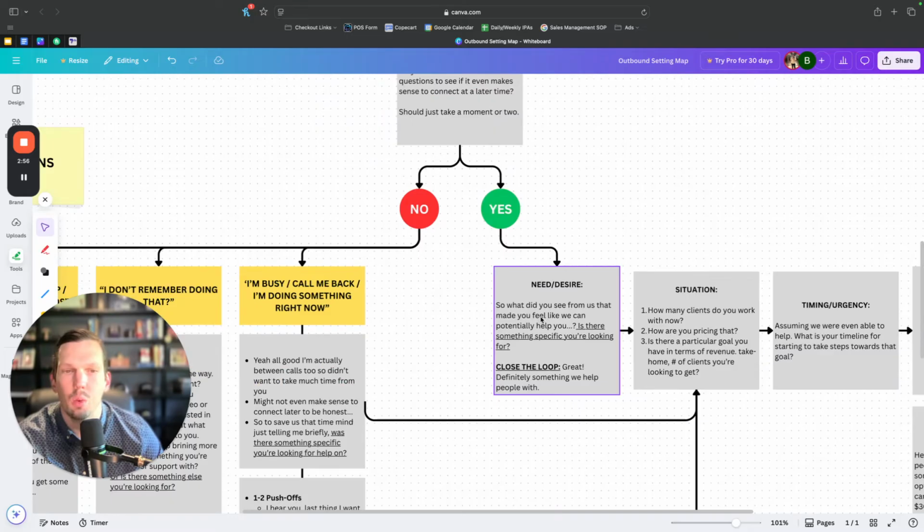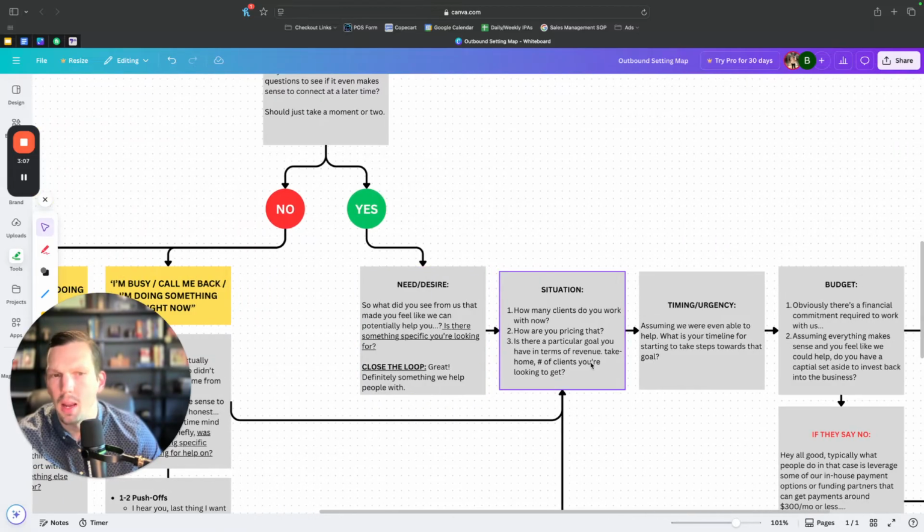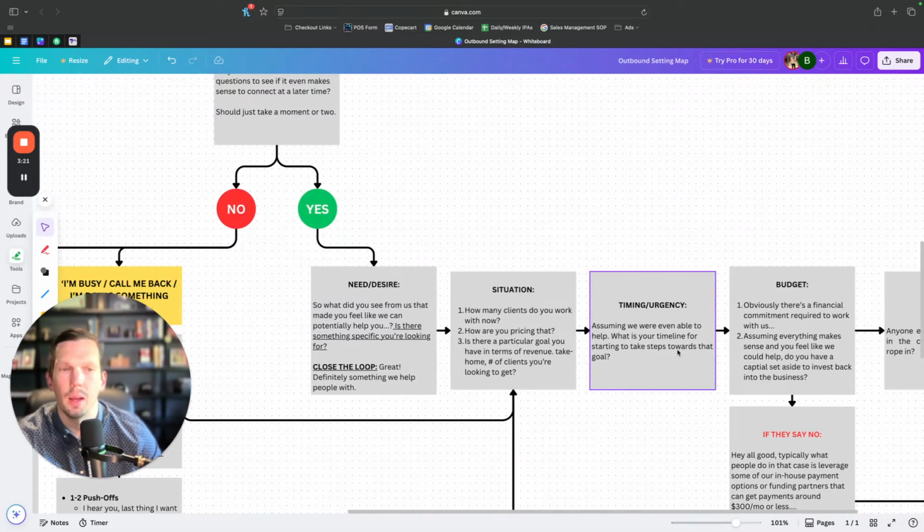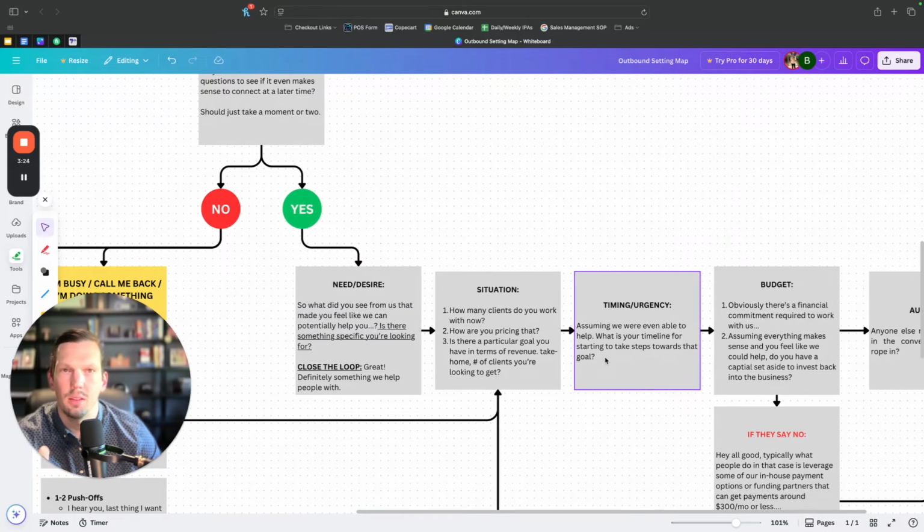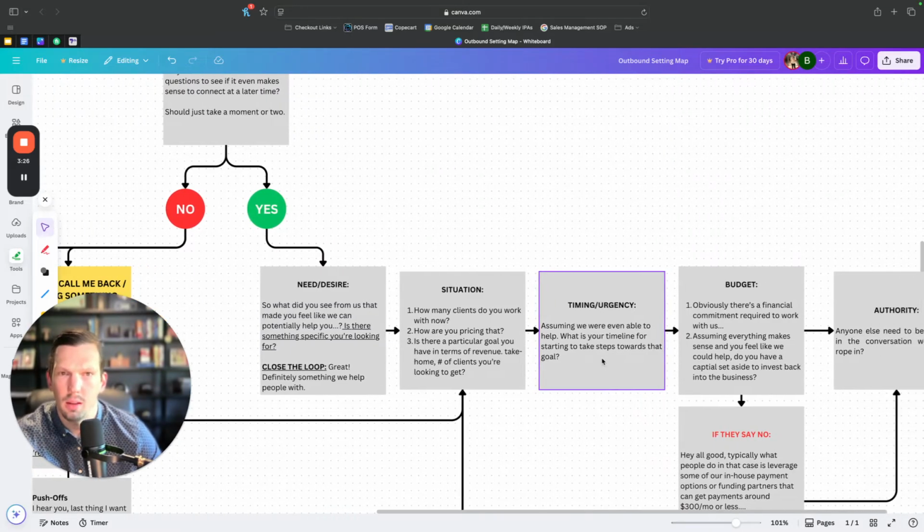Great. So what did you see from us that made you feel like we can potentially help? Is there something specific you are looking for? Great. Yeah, definitely something we help people out with all the time. Just so I get an understanding of where you're at, how many clients do you work with now? How are you pricing that? And is there a particular goal you have in terms of revenue, take home money, or number of clients you're looking to get? Now, assuming we're even able to help, what is your timeline for starting to take some steps towards that goal? Like right now, in a week, a month, a year?